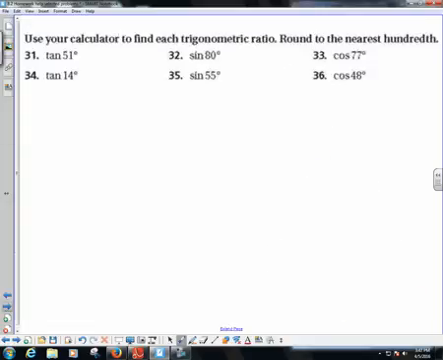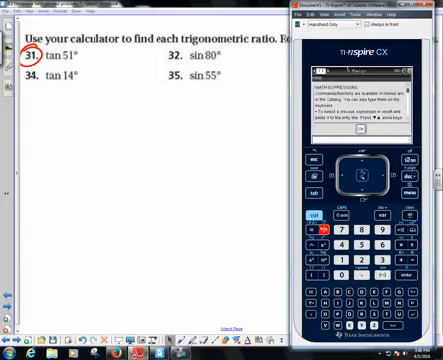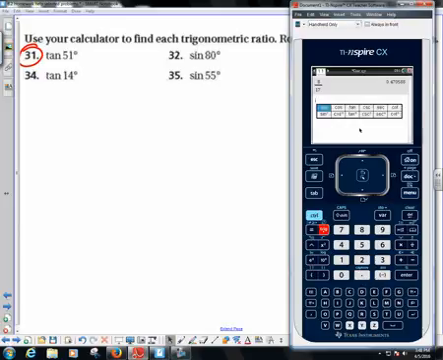All right, use your calculator to find each trigonometric ratio. Which one of these looks tough? I actually think they're all really straightforward. So let's just do tangent of 51. Let's do number 31. So I come to my calculator, I hit the trig function, and my options are sine, cosine, tangent. So I'm going to scroll over and hit tangent. I'm going to hit enter. My calculator is in degree mode, so I'm simply going to type in 51 and hit enter.